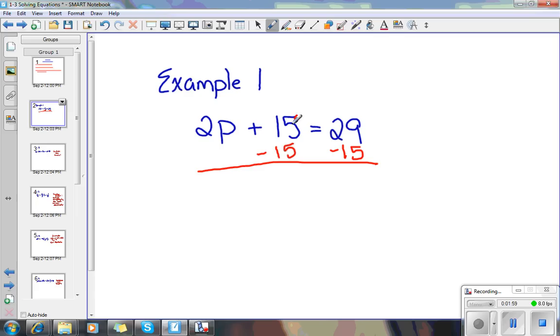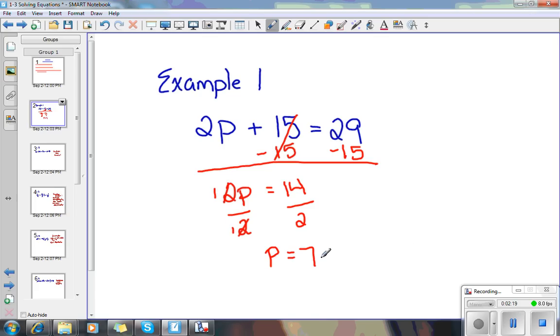Okay, so we end up with 2p equals 14. Then we need to undo multiplying by 2, so we divide each side by 2. These 2 cancel, the 2's cancel because the 2 goes into 2 one time. So we're left with p equals 7.